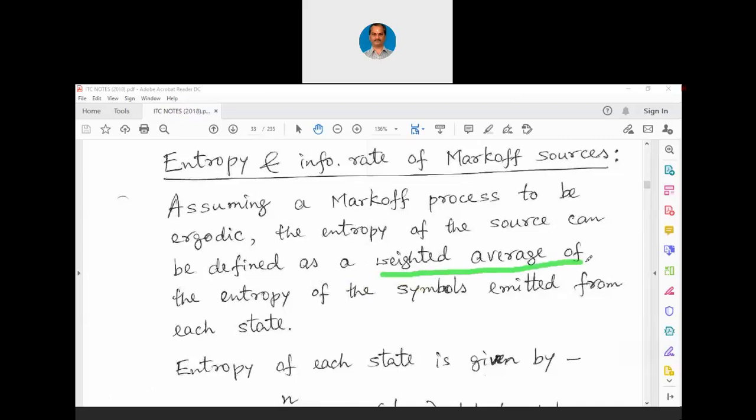We already know that the entropy is computed from the probability of the symbols. Now we have to compute the entropy for this stochastic ergodic process. Now we can define the entropy as the weighted average, because we are applying time average now. Weighted average of the entropy of the symbols emitted from each state. At each state, when there is a transition, it is going to emit symbols. Now all those entropies can be averaged with the weight, and that weighting is with respect to time.